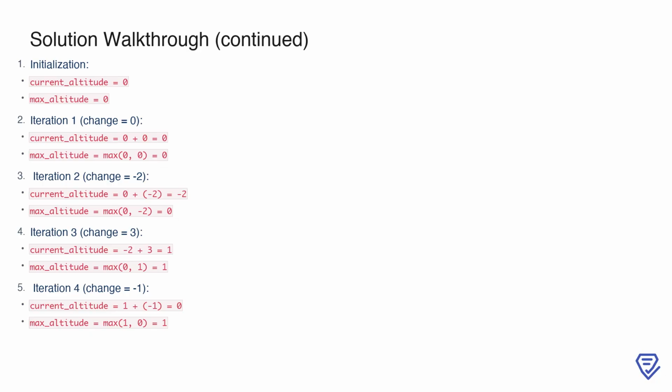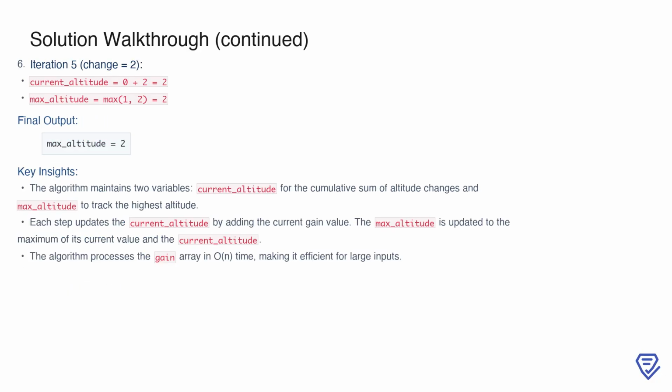In the fourth iteration, the change is -1. Adding this to the current altitude of 1 gives 0, and the max_altitude remains 1 because the maximum of 1 and 0 is 1. In the fifth and final iteration, the change is 2. Adding this to the current altitude of 0 results in 2, and the max_altitude updates to 2 because it is the maximum of 1 and 2. The highest altitude reached during this journey is therefore 2.